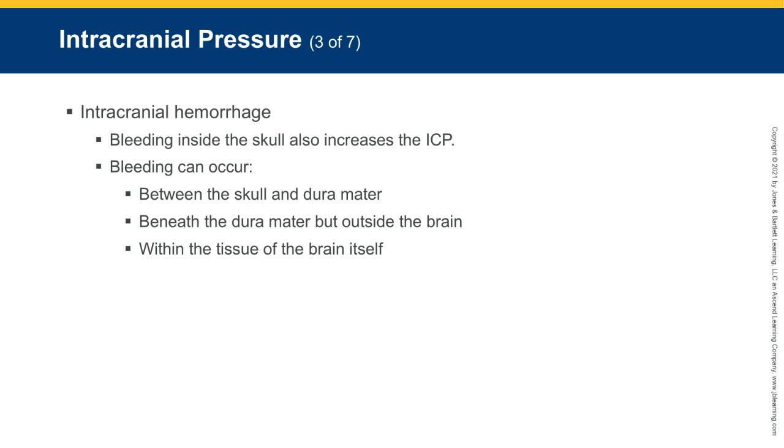Intracranial hemorrhage, or bleeding inside the skull, can also contribute to increased ICP. Bleeding can occur in three main areas: between the skull and dura mater, beneath the dura mater but outside the brain, or directly within brain tissue. Each type of hemorrhage presents unique challenges and requires rapid intervention.